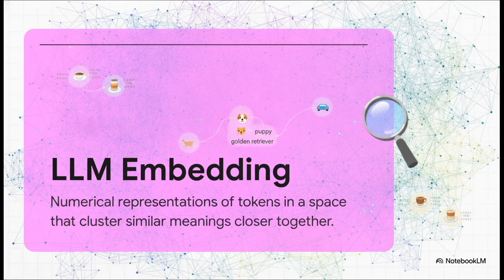Embeddings are basically numerical representations of tokens in a high-dimensional space that cluster similar meanings closer together. I know, high-dimensional space sounds like a total mouthful, but just imagine plotting concepts on this giant, invisible 3D map. On this map, related ideas live in the exact same neighborhood, so the token for dog is mapped very close to the token for puppy, but it's plotted very far away from the token for car. By converting words into these numerical vectors, the AI can mathematically compare meanings and really understand context.